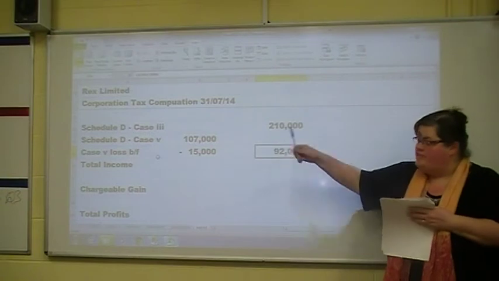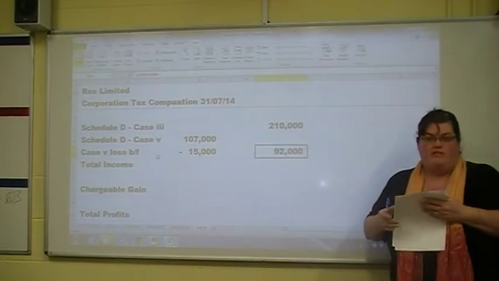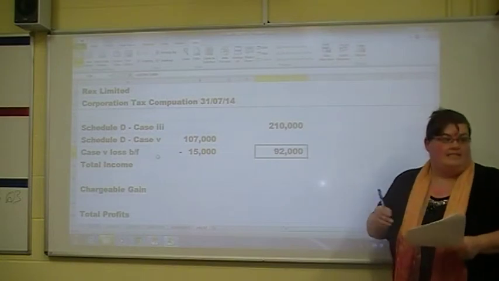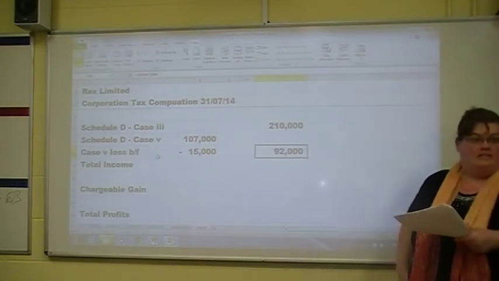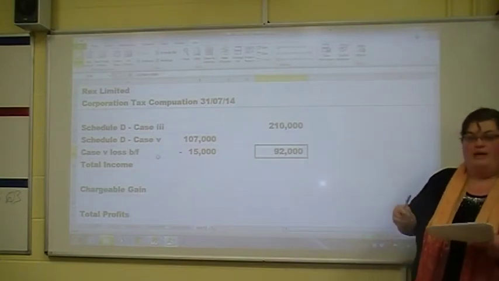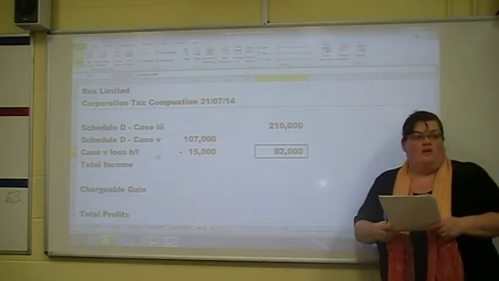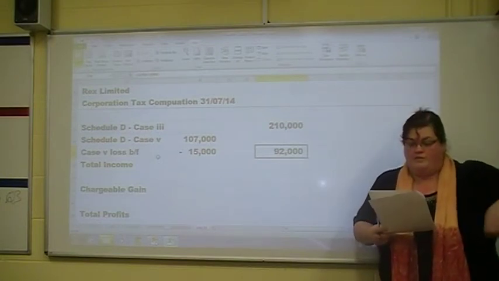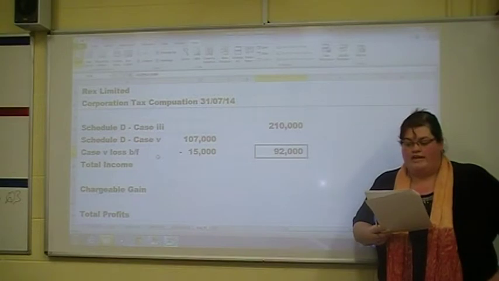And if we know Case 5 income there, can we do anything with that Case 5 loss? No. It's Case 5 against Case 5. You have to carry it forward to the next year again. How many years can you carry forward? Indefinitely. Yeah.